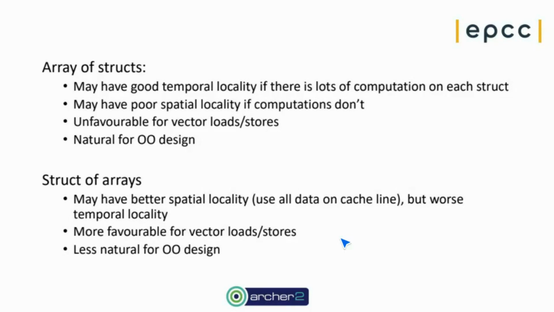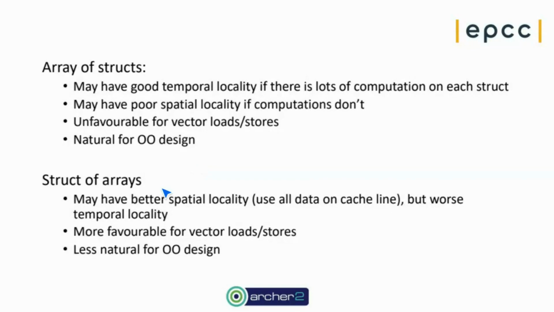It doesn't favor vectorization, because if we have a loop over an array of structs, the accesses to the same field on different iterations are not going to be contiguous in memory. However, it's very natural if we want some object-oriented type design. If we really want objects, then that's how we'd have to do it.